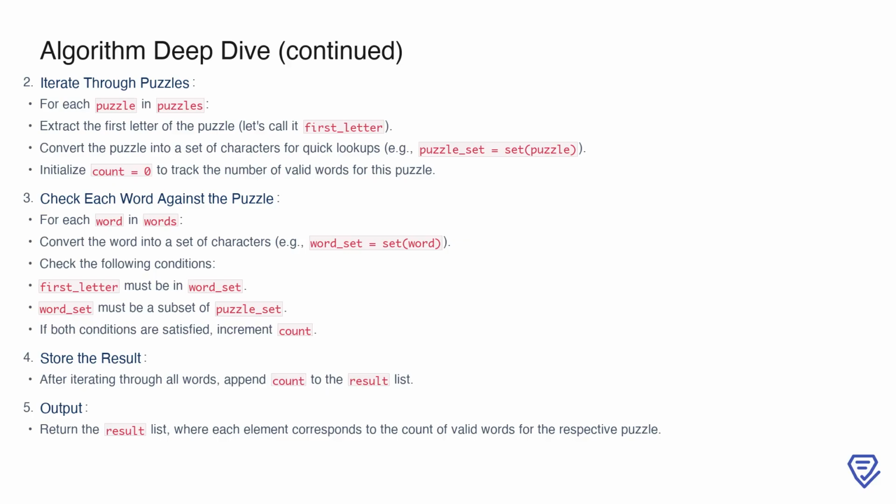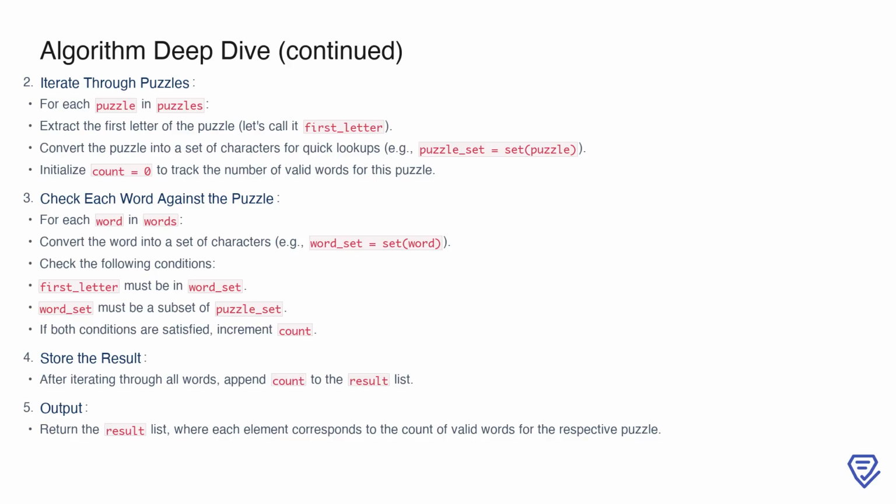For each word, we also convert it into a set of characters and check two key conditions. First, the word must contain the first letter of the puzzle, and second, all the letters in the word must be a subset of the puzzle's letters. If both conditions are met, we increment the counter. Once all words have been checked against a puzzle, we append the count to the result list. At the end of this process, the result list contains the number of valid words for each puzzle, which we return as the output.